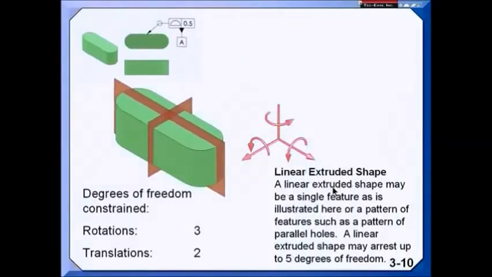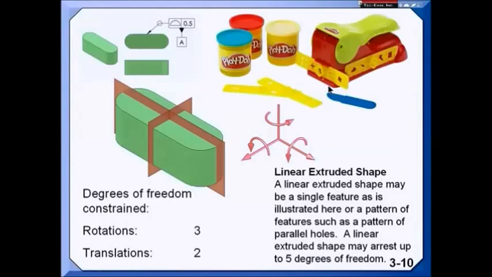Linear extrusions also take away 5 degrees of freedom. Now, don't confuse this with an extrusion process. There's lots of different features that can be made in many different ways that qualify as linear extrusions. Although when I think of a linear extrusion, I think back to the old Play-Doh Fun Factory days where we would extrude Play-Doh out through different shapes. But a pair of holes could qualify as a linear extrusion. The only thing these features can do is translate. We've taken away all the rotations and 2 of the translations.